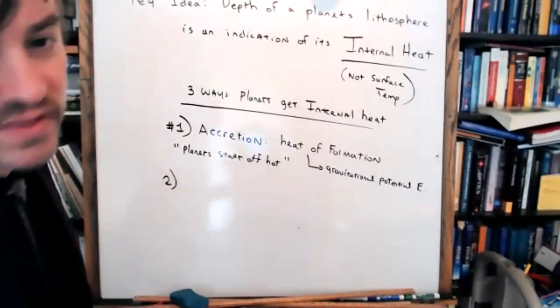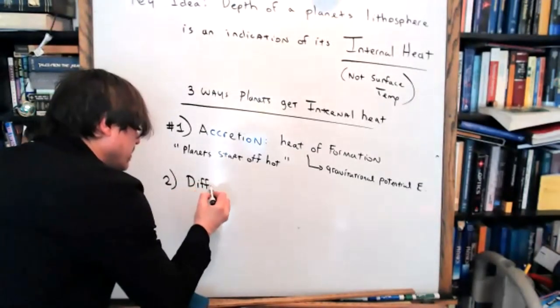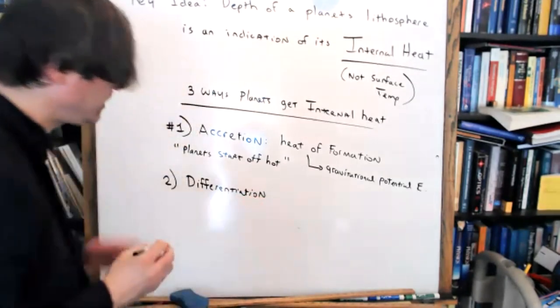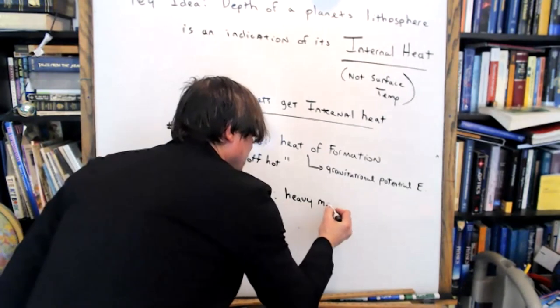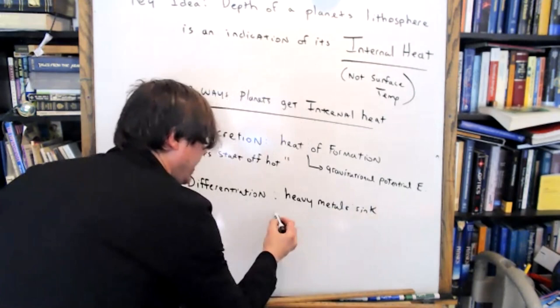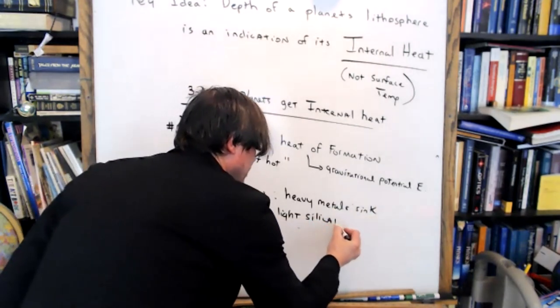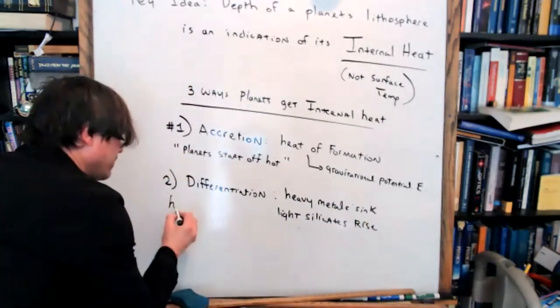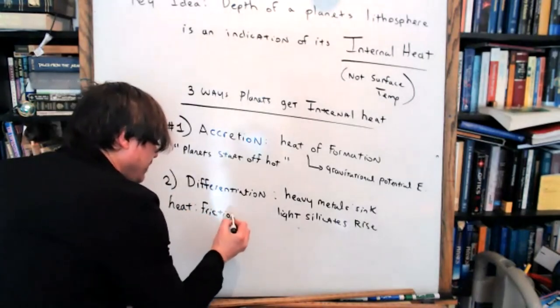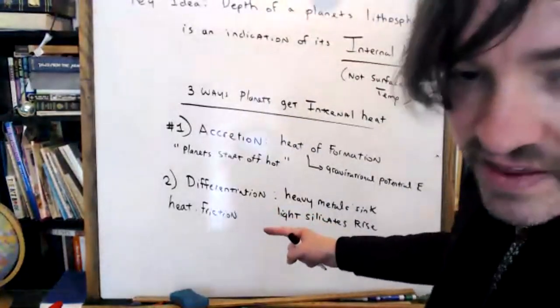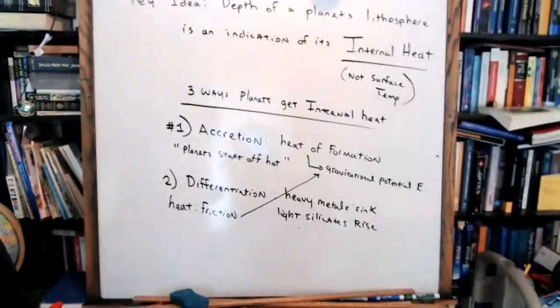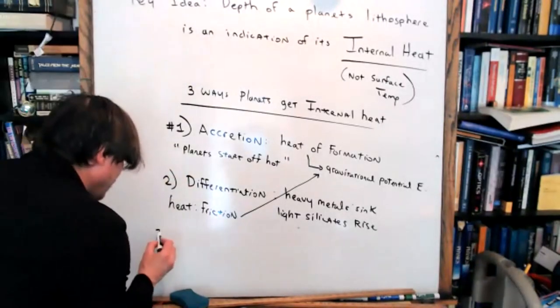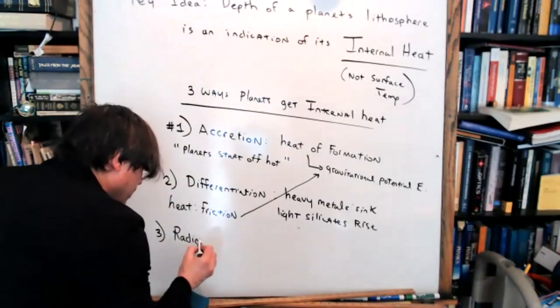The second two methods that a planet generates internal heat are differentiation. That's another key term from today, the differentiated layers of Earth, okay? And that just means heavy metals sink and light silicates rise. The heat generation method here is friction. But if you think your way through it too much, you'll realize that the heat is once again connected to gravitational potential energy. The sinking of heavy metals releases gravitational potential energy. I'll draw an arrow from friction to gravitational potential energy so that you know that they're connected. The third method is radioactive decay.